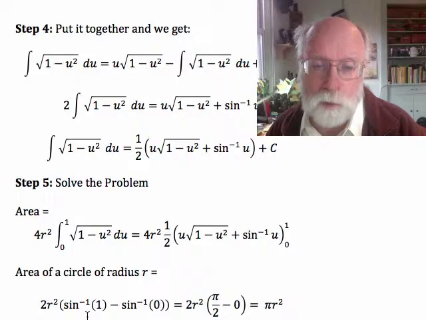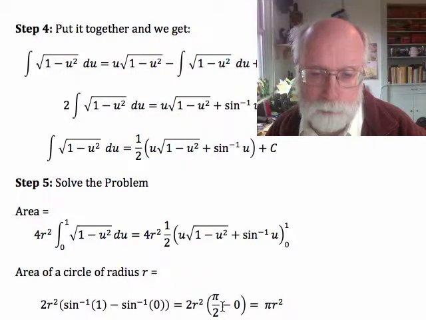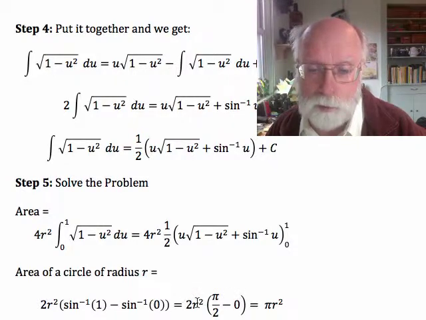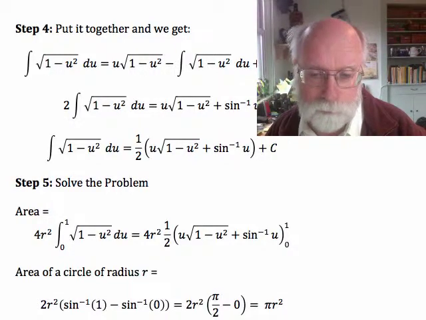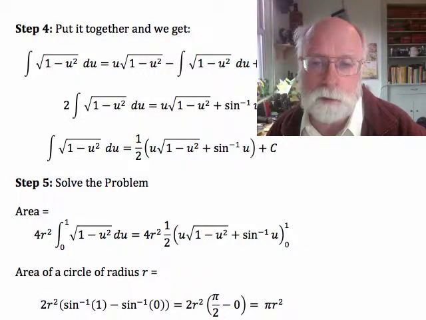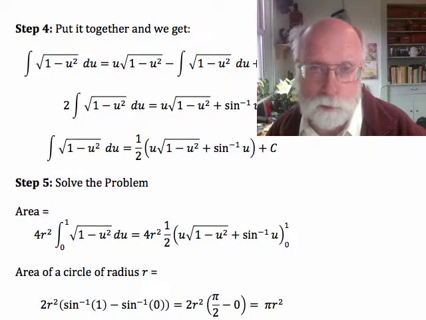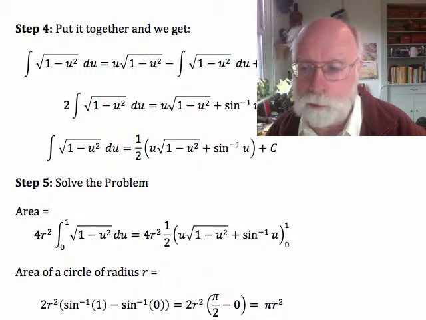So sine inverse of 1, the angle with sine 1 is pi over 2 when we work in radians. The angle with sine 0 is 0. So we get 2r squared times pi over 2, which is pi r squared. And so now we have calculated that we have always been using the correct formula for the area of a circle. And I can assure you that in fact we have not done any circular reasoning, because you don't need the formula for the area of a circle to calculate the trig functions.